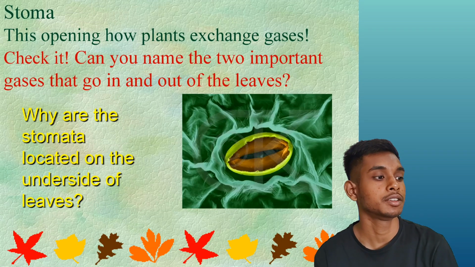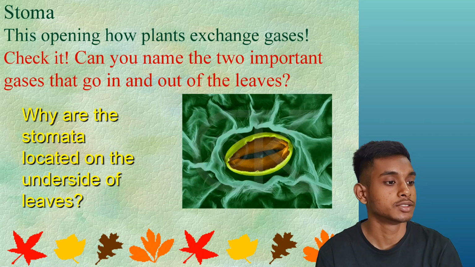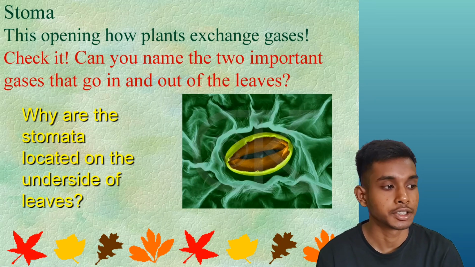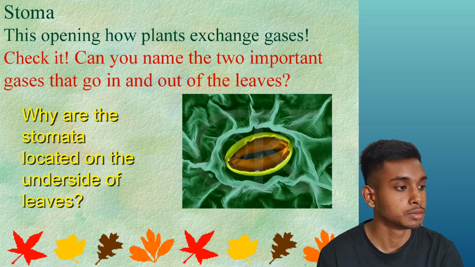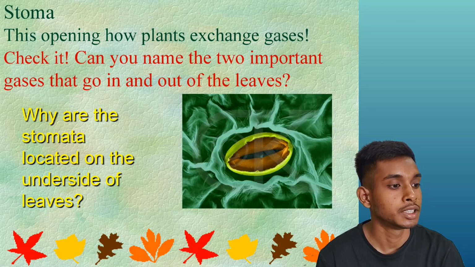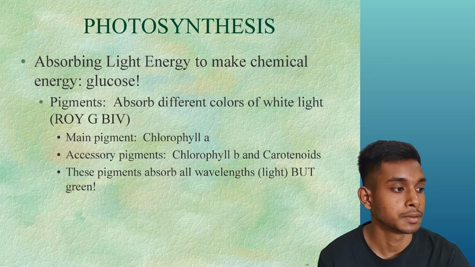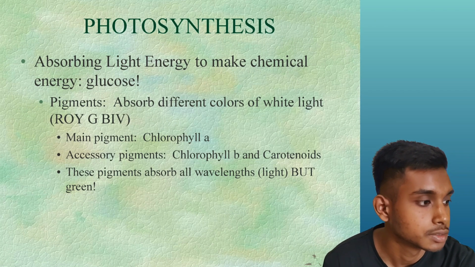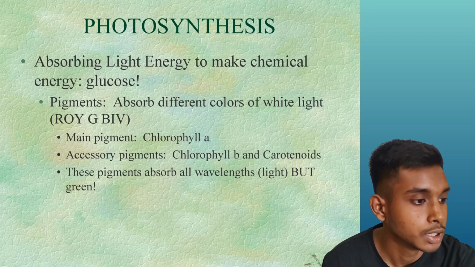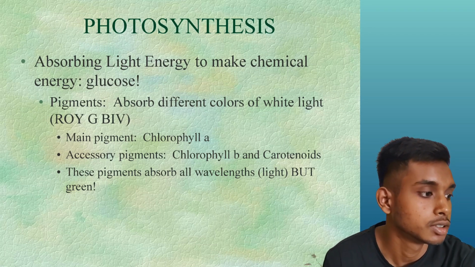Stoma: this opening is how plants exchange gases. Check it: you can name the two important gases that go in and out of the leaf. Why are the stoma located on the underside of the leaf? Photosynthesis is absorbing light energy to make chemical energy, that is glucose.